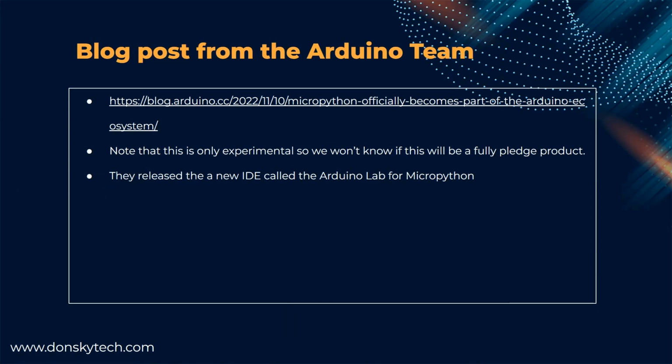And it is written in C and C++, but it might take a bit of time to learn, especially for students with no programming background. MicroPython, or Python itself, is really an easy programming language to pick up, and I'm sure this would help students venture into the exciting world of microcontroller programming. Take note that this is still in the experimental stage, so we don't know yet the final outcome of this project. Also, as part of their announcement, they have released a new IDE called the Arduino Lab for MicroPython.